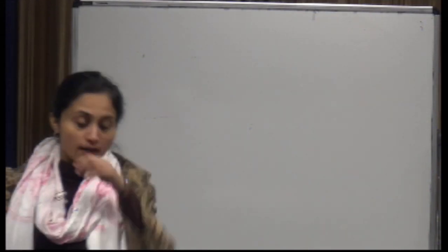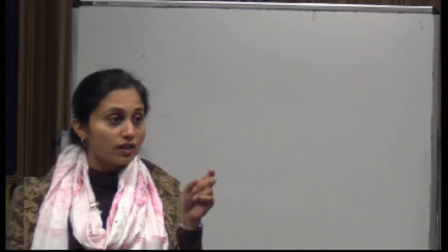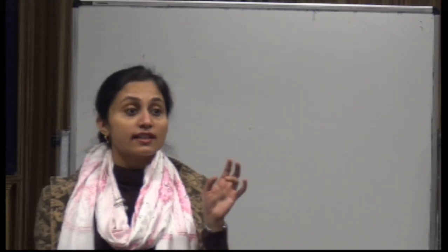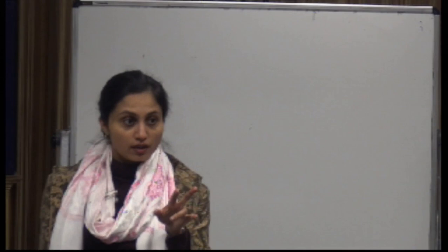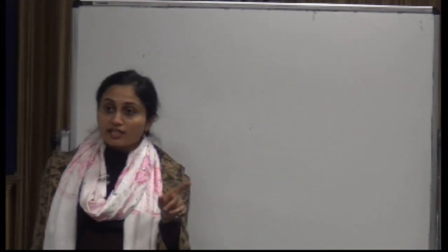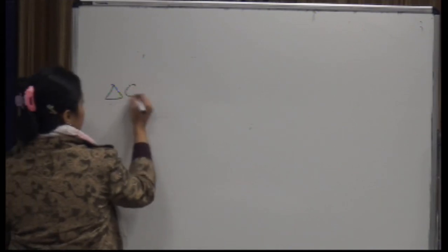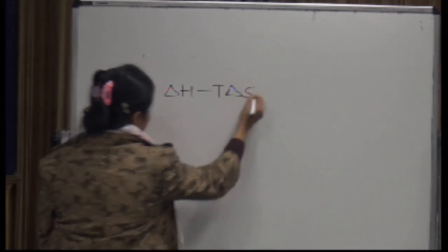In that, I told you that the reaction will be spontaneous and will move in the forward direction when your delta G is less than 0, when your delta G is negative. I hope you remember that. What was the benefit of using that? Let me just help you recall. What was our delta G? Delta G was equal to delta H minus T delta S.